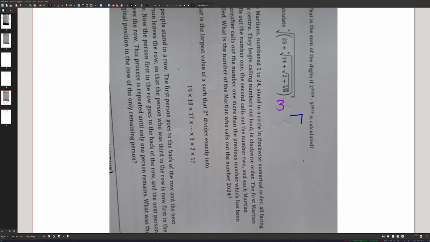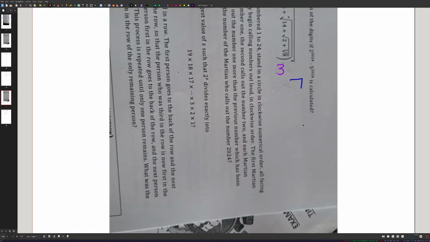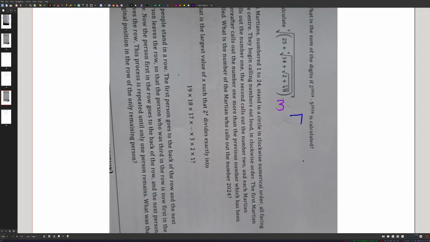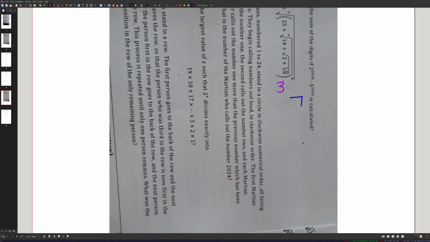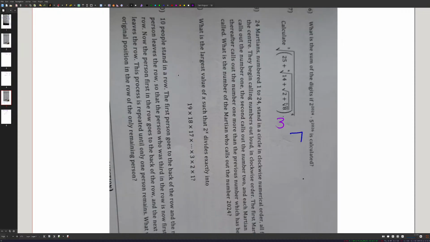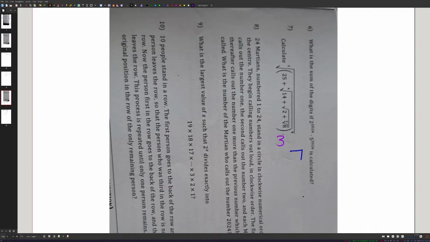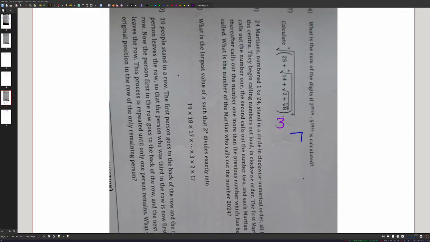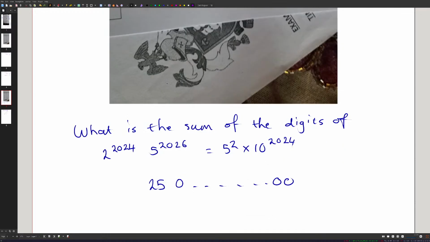24 Martians numbered 1 to 24 stand in a circle in clockwise numerical order, all facing the center. They begin calling numbers out loud in clockwise order. The first Martian calls out the number 1, the second one calls out the number 2, and each one thereafter calls out the number 1 more than the previous number which has been called. What is the number of the Martian who calls out the number 2024?